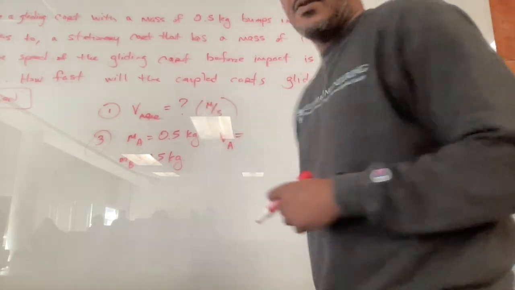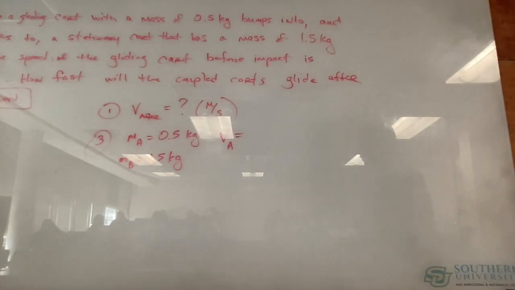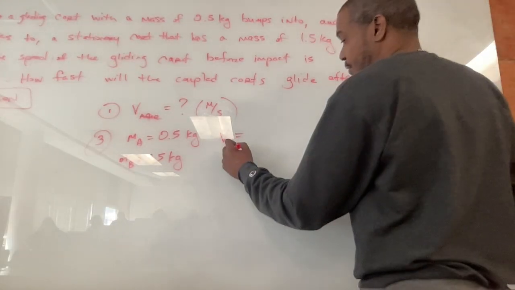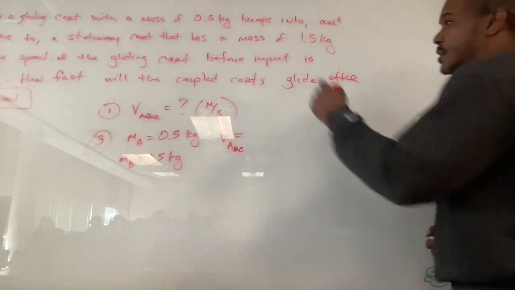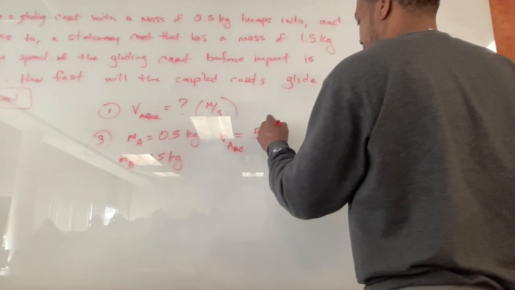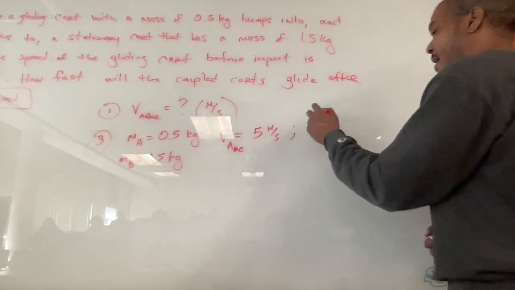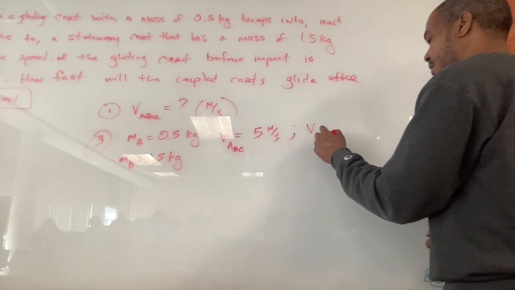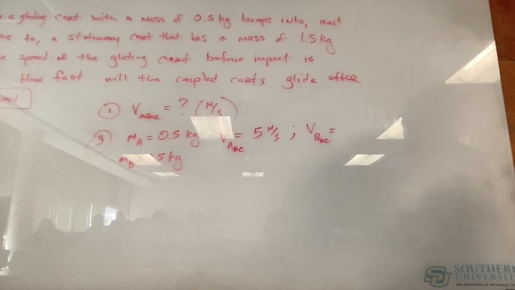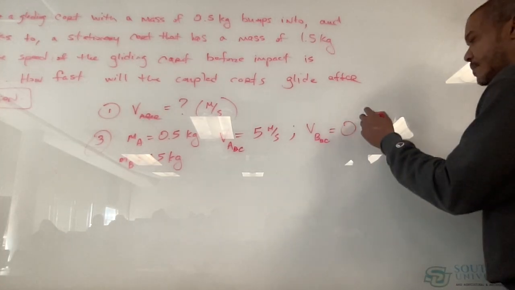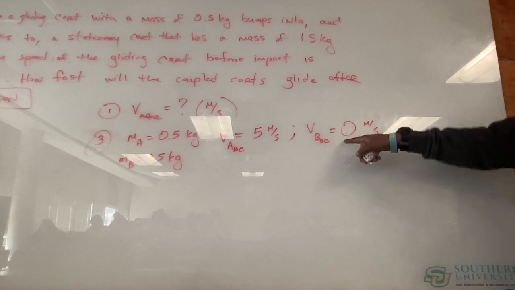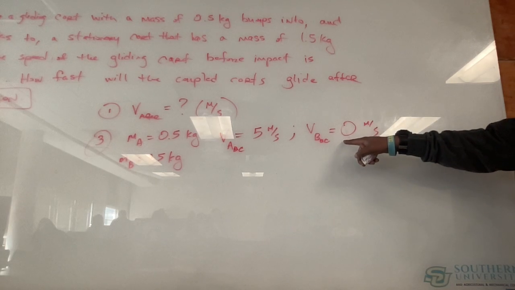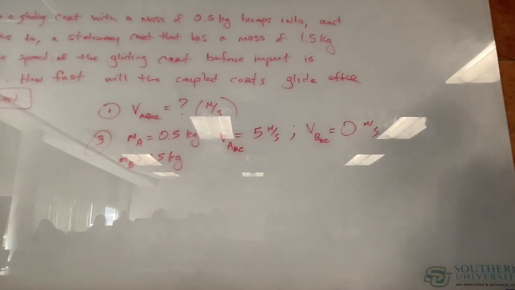Or let's say V before collision. Okay? We can say that. Or VA, and then we say before collision, right? Was 5 meters per second. What was VB before collision? 0. Because the problem said what? This car was doing what? Stationary.